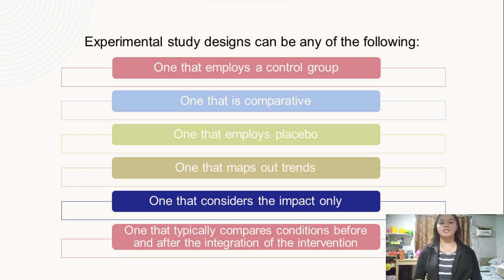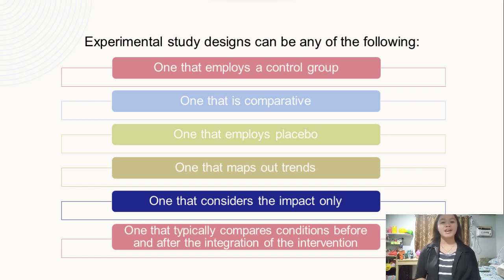The third one is one that employs a placebo. In some studies, a placebo is used as a control. A placebo is an inactive substance or treatment that has no therapeutic effect. Participants in the control group receive the placebo, while the experimental group receives the actual intervention. This helps the researchers determine whether the observed effects are due to the intervention itself or to other factors like the placebo effect.